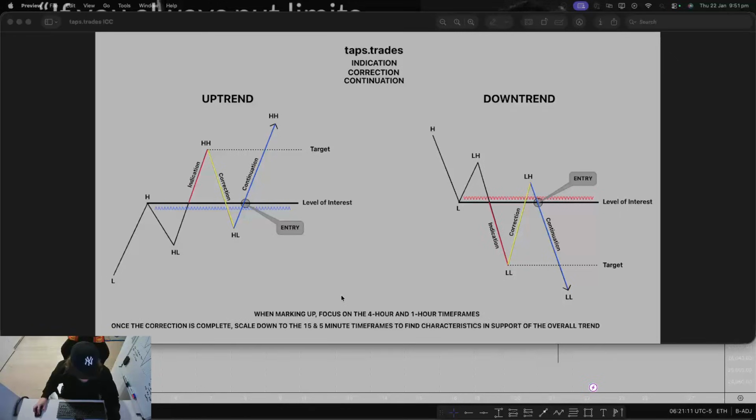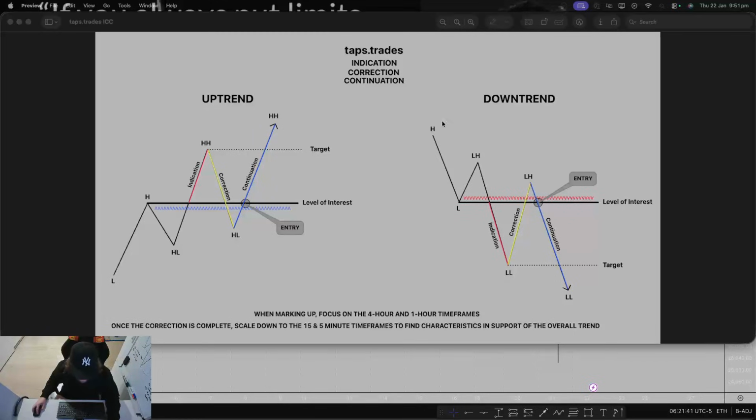Again, very, very important that we're marking this up on the 4-hour and the 1-hour time frame. We want to see this on the 4-hour and 1-hour, and they both have to align. The 4-hour has to be in a downtrend if you're looking for downtrends, and the 1-hour has to be in a downtrend. Same for an uptrend. Both have to be in an uptrend formation. So back to the downtrend. We've got that indication on the higher time frame, creating the lower low. At this point in time, we can draw our level of interest at the previous low here.